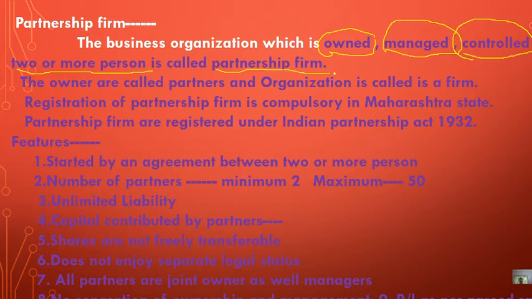So how many members are required to start a partnership firm? A minimum of 2 members is required to start a partnership firm, any type of partnership firm. A maximum of 50 members, but as per the Companies Act 2013 the maximum limit is extended up to 100.